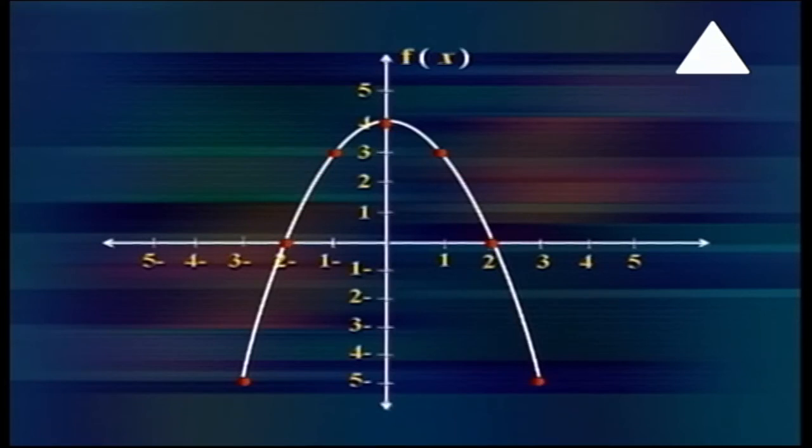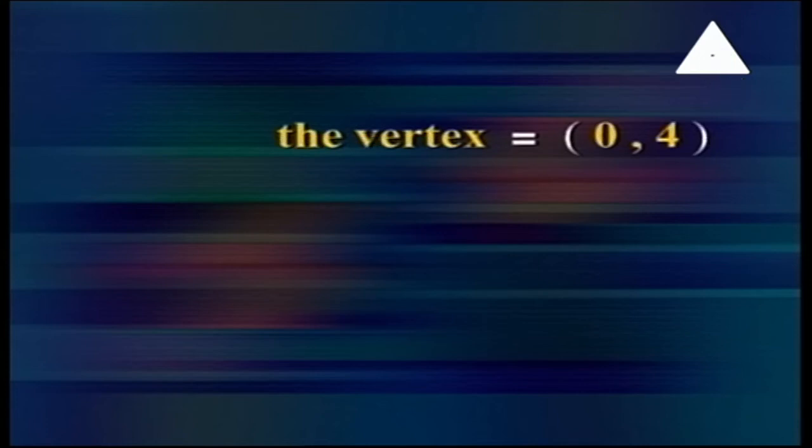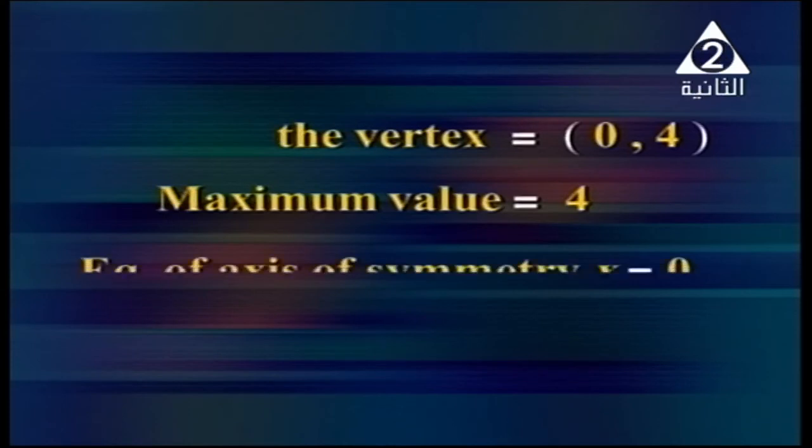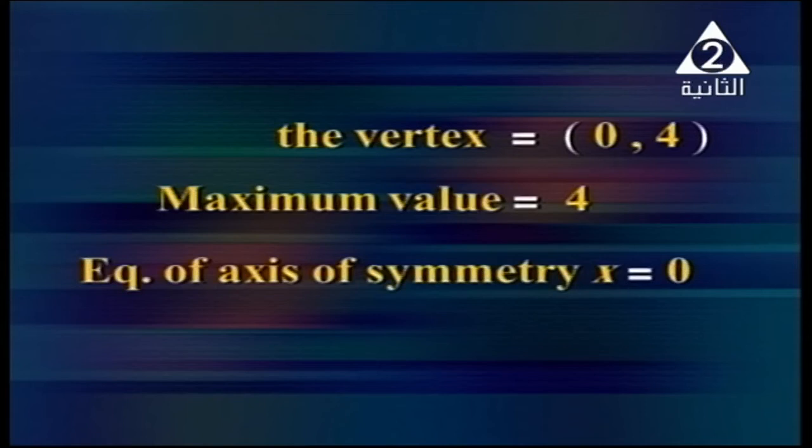Then, can you find now the vertex of this curve? Of course, yes. The vertex of this curve will be what? Yes, that's correct. The vertex of the curve will be 0 and 4. And it has a maximum value. Why? Because it's opened downwards. So the maximum value will be 4. What about the equation of the symmetry line? In this problem, the equation of the axis of symmetry will be x equals 0. Another example.